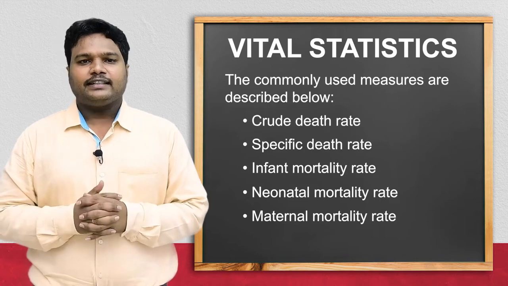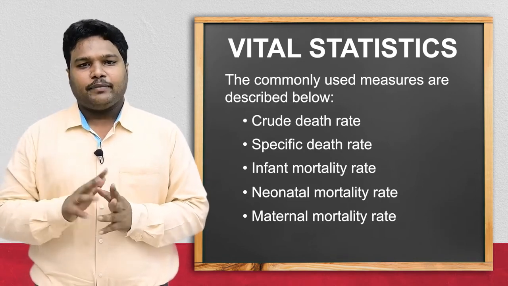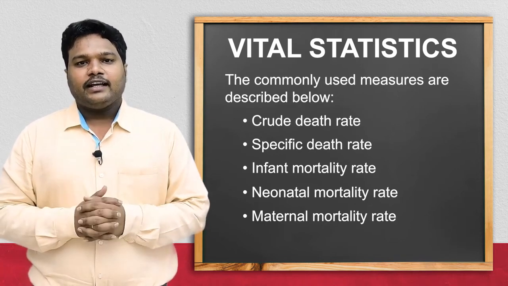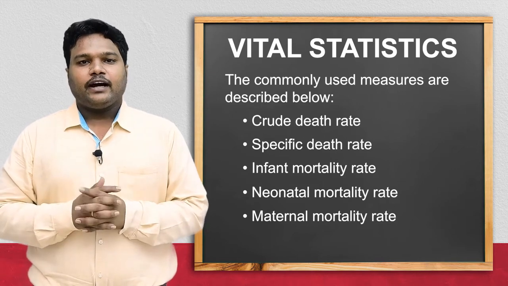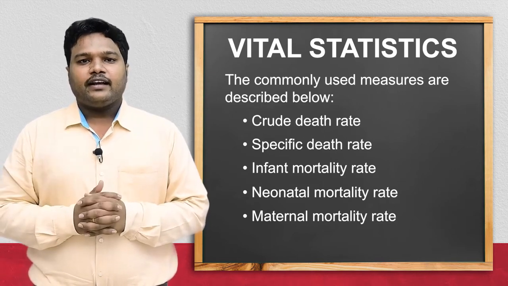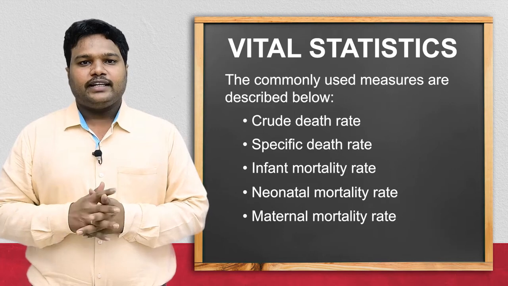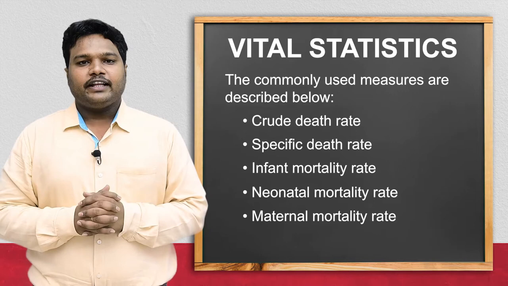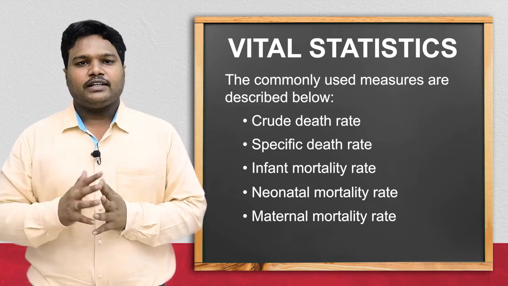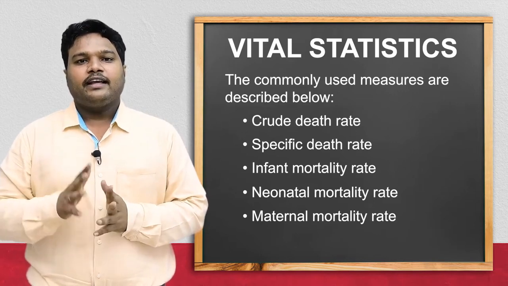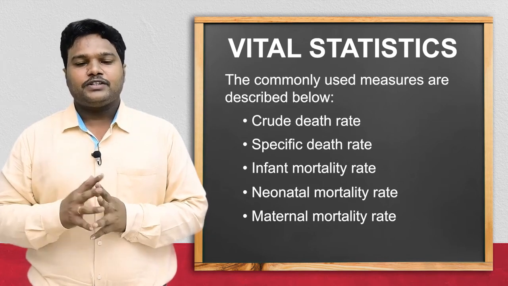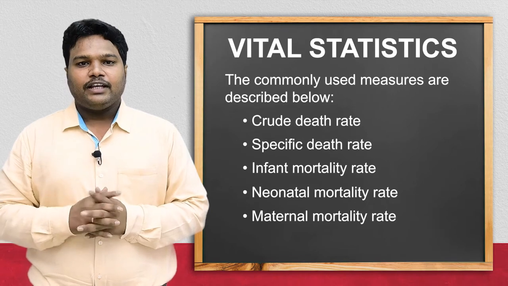Crude death rate is nothing but the total number of deaths divided by the total mid-year population, into 100. That is the formula of crude death rate. How do you get the result? For example, in 2019 there are 200 deaths in a particular community area, divided by the total mid-year population, that is, how much population is there in that area till June 30th or July 1st, into 100. If you divide and multiply, you will get some value.